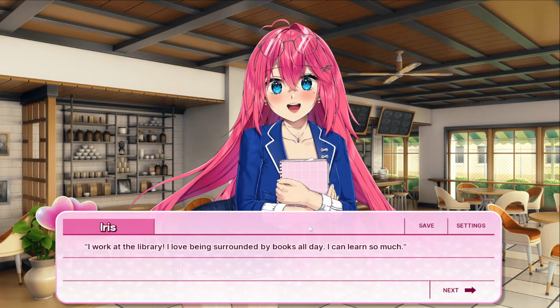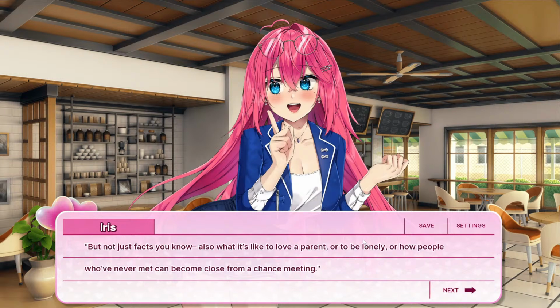I work at the library. I love being surrounded by books all day. I can learn so much. Like how yarn is made. What coral is. But not just facts, you know. Also what it's like to love a parent or to be lonely. Or how people who've never met can become close from a chance meeting.